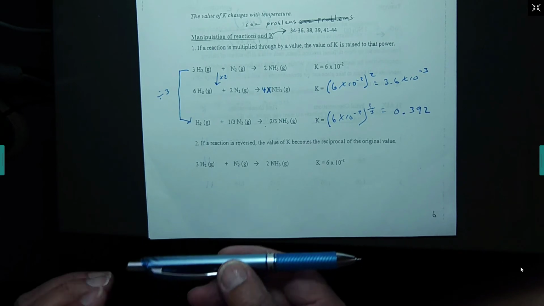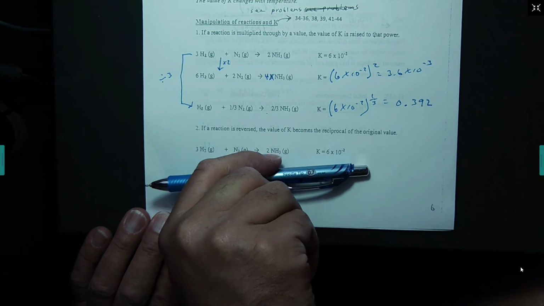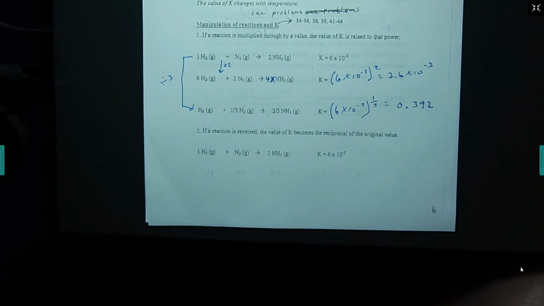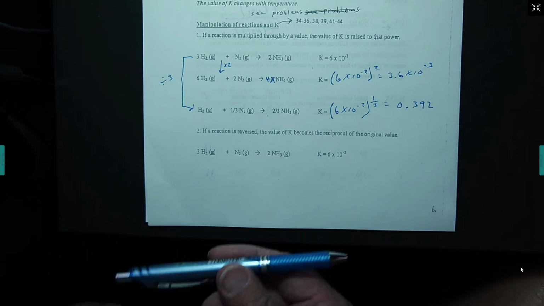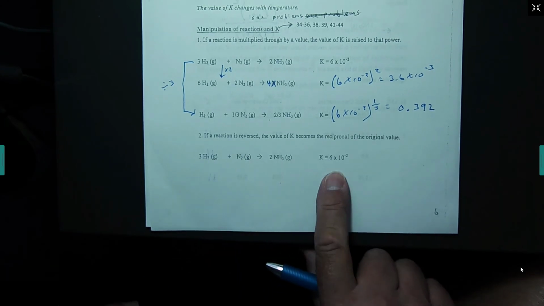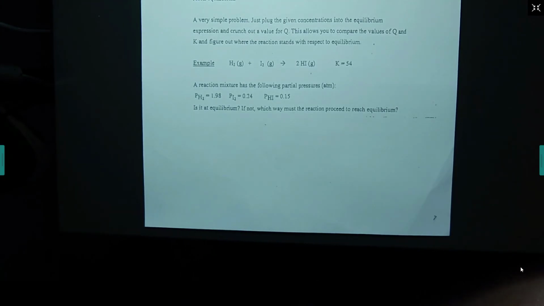What if you take a reaction and you write it backwards? What if I take this reaction and I flip it? Don't make the naive mistake of thinking, oh, you write it backwards, you change the sign of K. You never change the sign of K. Remember, K will never be a negative value. It's got to be a positive number. So here's the deal. If you take a reaction and you write it backwards, you take the reciprocal of K. And we show you that on the next page here.